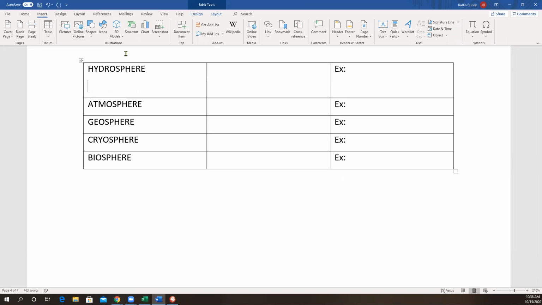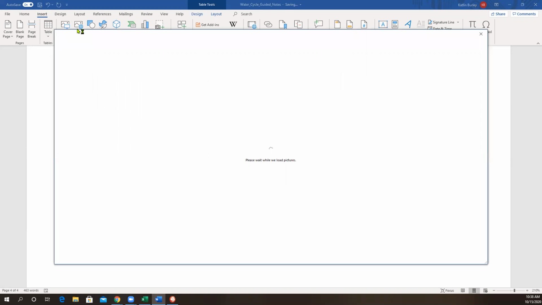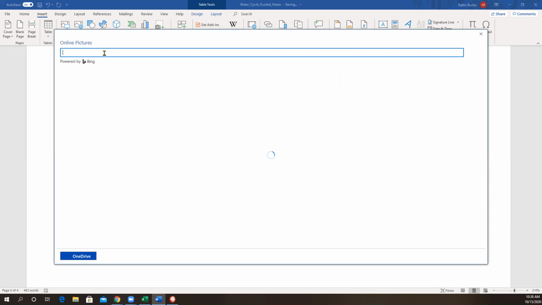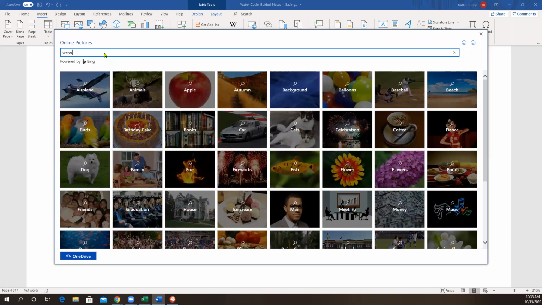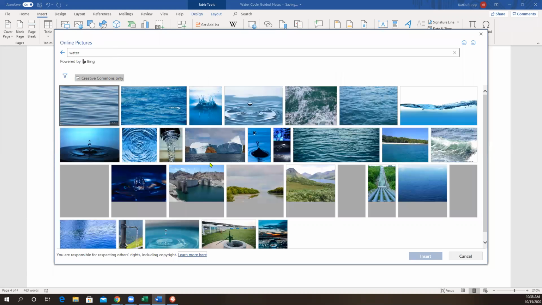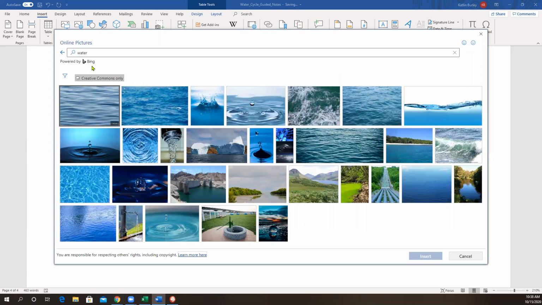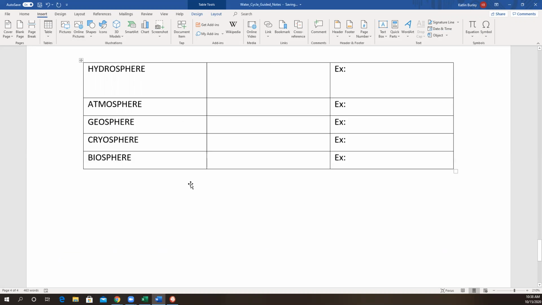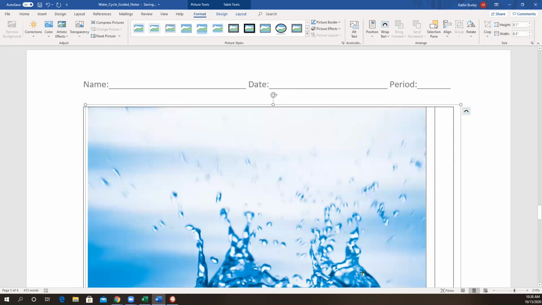We can also insert pictures here to help us remember what each of them mean. So for example, let's look at the first one. And I might put a picture that looks like this. Ooh, that's really big. Let's make it small.